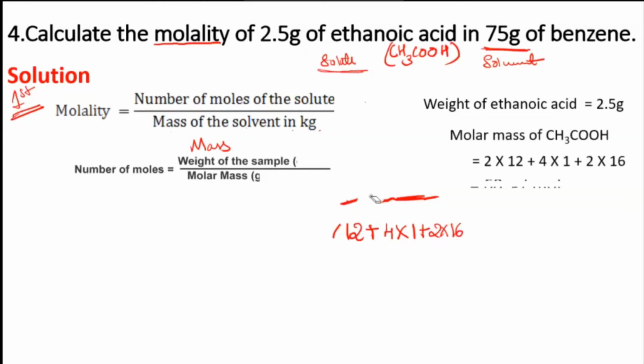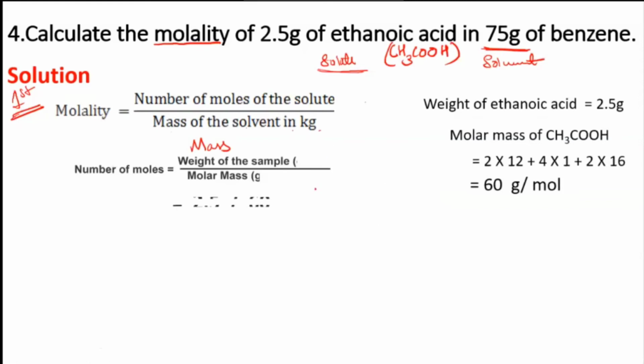So you can see here, I have displayed on the other side. Now we can substitute. Okay, so 60 gram per mole. So substitute here, mass is 2.5, molar mass is 60. So your answer for number of moles is 0.0417. Okay, good, very good. Yes. Okay, now go for the next one.